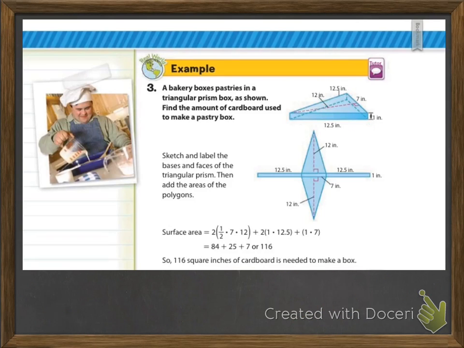So let's go ahead and look at our last example. Now I'm going to be honest with you, I really do not like how they drew the net of this, but I'm going to try to explain it to you guys so it sort of makes sense. So what they have here is a bakery boxing pastries in a triangular prism box as shown. We want to find the amount of cardboard that's used to make the pastry box.